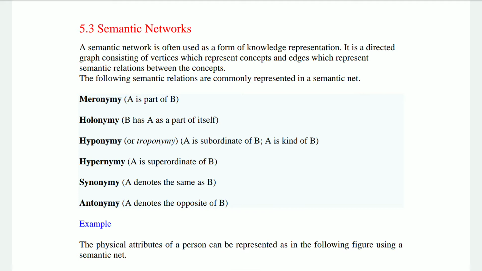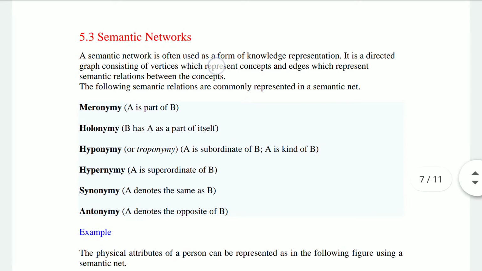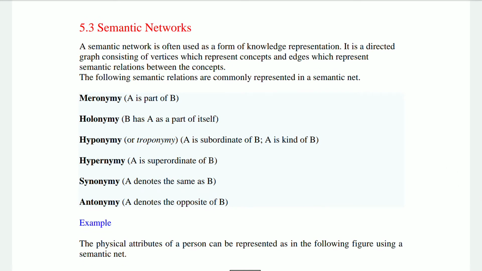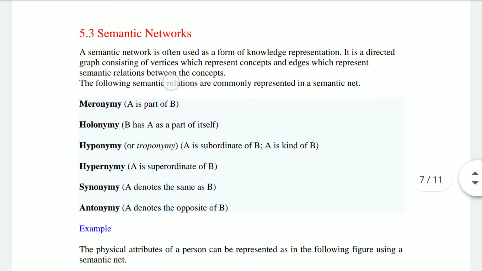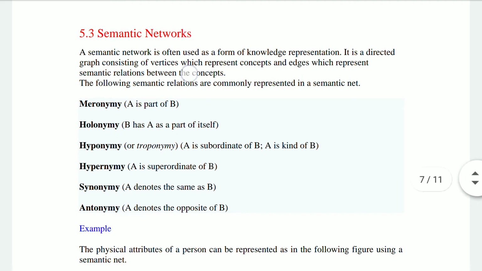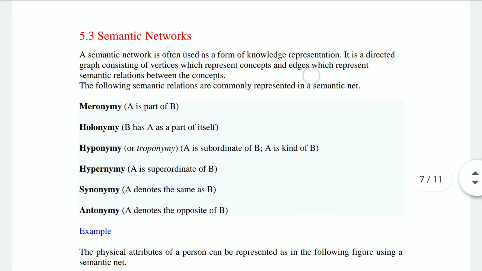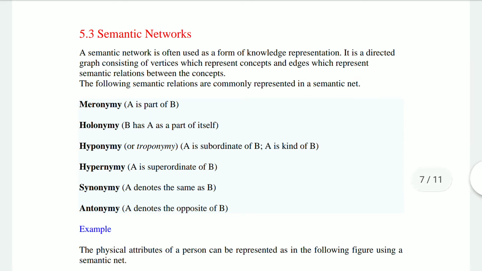So, the formal definition is that a semantic network is often used as a form of knowledge representation. It is a directed graph consisting of vertices, which represent concepts, and edges, which represent semantic relations between the concepts. The vertices are connected by edges, and these edges represent the semantic relations between the vertices.